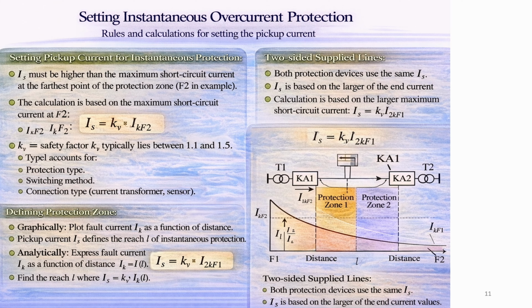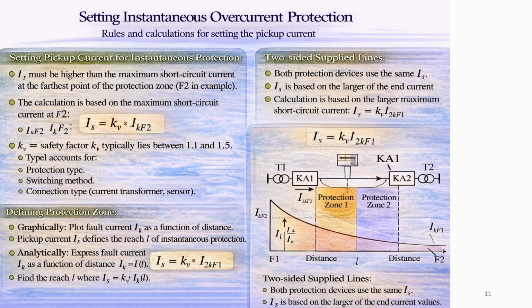For correct selectivity, both instantaneous protections must be used at the same pickup current. The pickup current is based on the larger of the two end currents. In the example, we see that F1 is larger than F2, therefore the pickup current is set as F2. As a result, two protection zones are formed from each end of the central section of the line. These zones overlap. A fault in this overlap area causes both instantaneous protections Ka1 and Ka2 to operate at the same time. This is important to note.